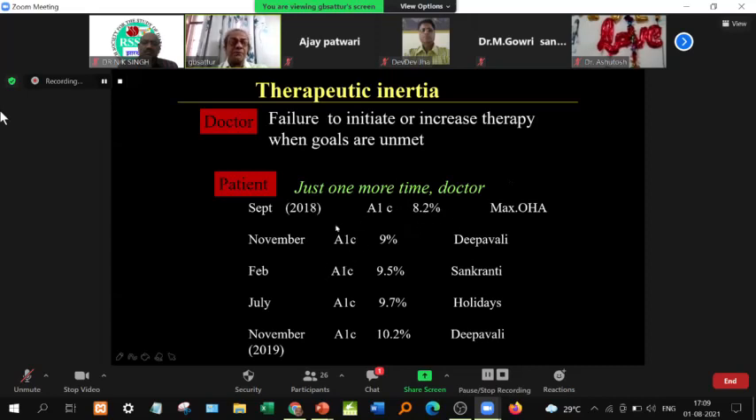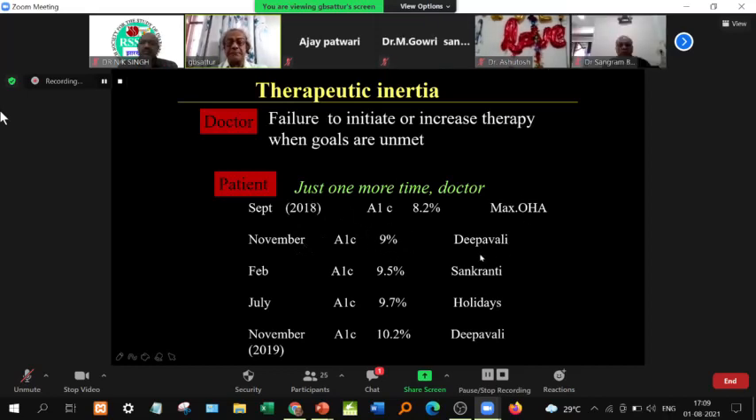She said, no, sir, please give me time and I'll come in November. In November 2018, she came. It was 9%. She blamed Deepawali. She said, sir, we had guests and I ate sweets. Then I said, no, I can't let you. She said, sir, please give me 3 months.